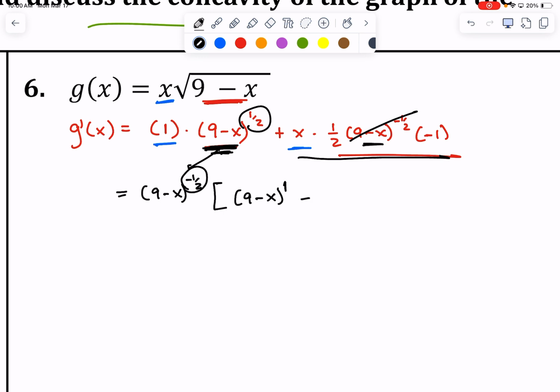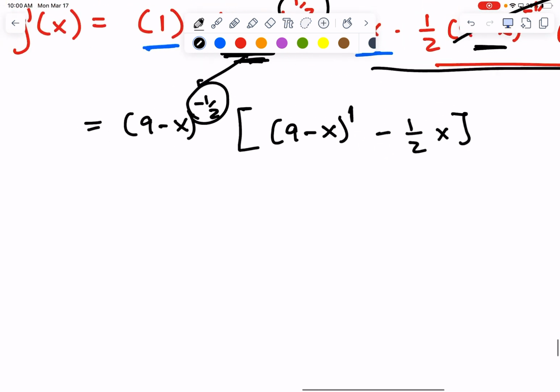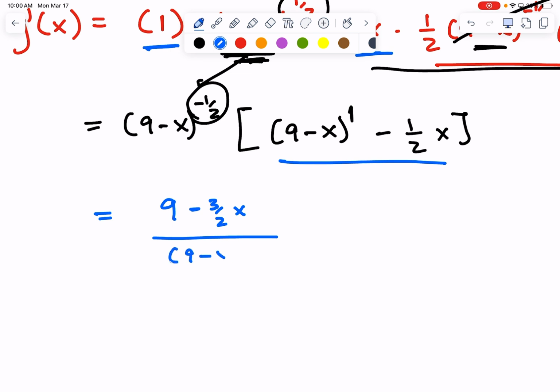And then you're left with a minus 1/2 x, which is a pain because it's a fraction, and it's going to end up being a fraction over a fraction. Let me show you how to handle it. It's not that hard. So the top's going to be 9 minus x and a minus 1/2 x. That'll be minus 3/2 x, over 9 minus x to the 1/2.